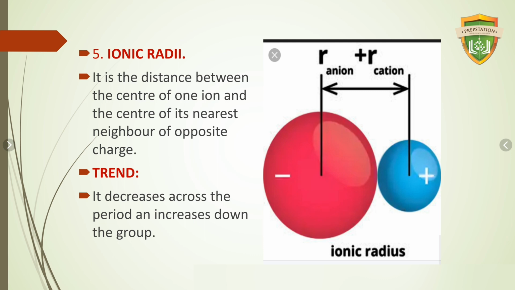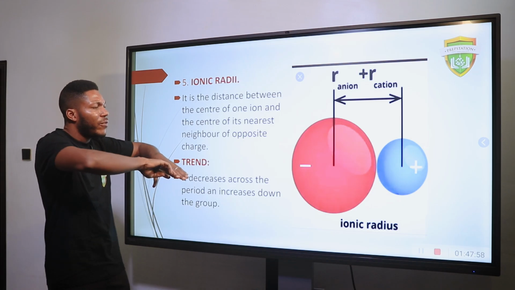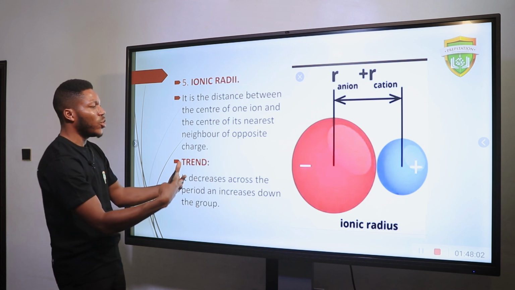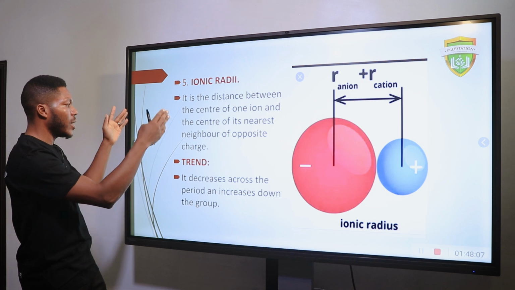The last but not the least is the ionic radii. This is the distance between the center of one ion and the center of its nearest neighbor of opposite charge. Now the difference is that here we have many atoms that surround and are attracted to each other, unlike atomic radii. Here we involve only two bonded atoms.